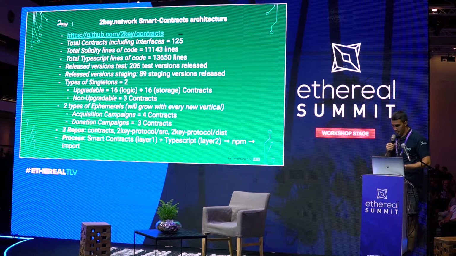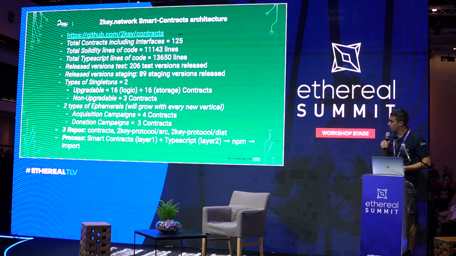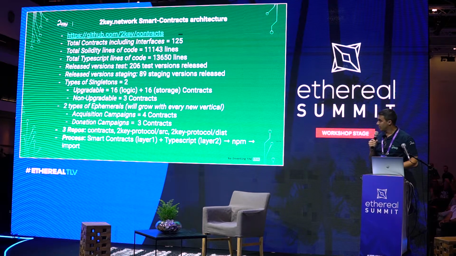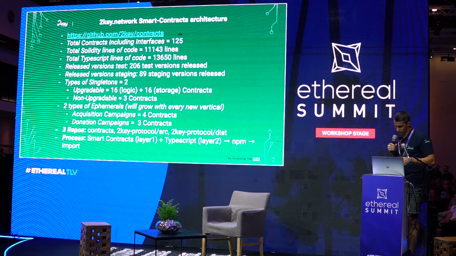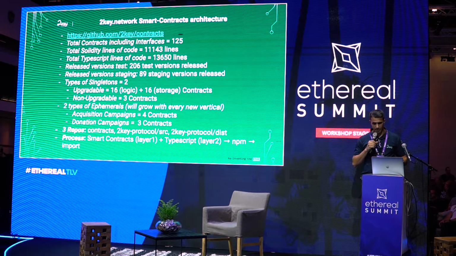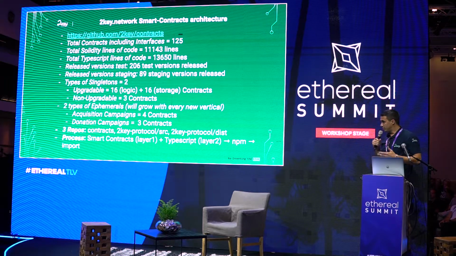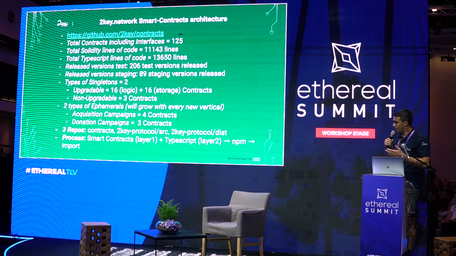Just to mention, this is done on a very big repository, which includes 125 contracts, around 11,000 Solidity lines, and 13,000 Tuki protocol TypeScript lines. There are currently 206 test versions released and 89 staging versions released. There are 2 types of singletons, as I mentioned: upgradable, of which there are a total of 32 contracts, and non-upgradable, which is 3 contracts. There are 2 types of ephemerals, acquisition and donations, respectively 4 and 3 contracts, and 3 repositories maintained at this level. All this is mentioned just so we can be more descriptive, and so you can understand how big a repository we succeeded in applying this pattern to.